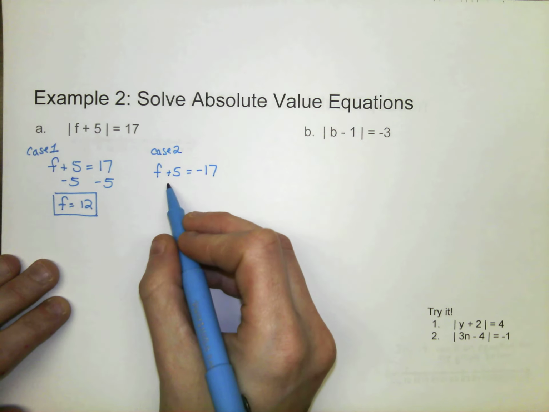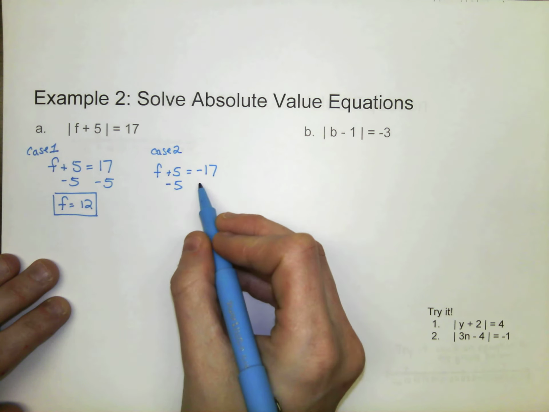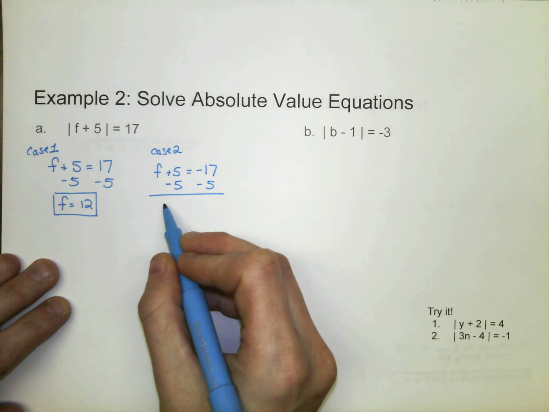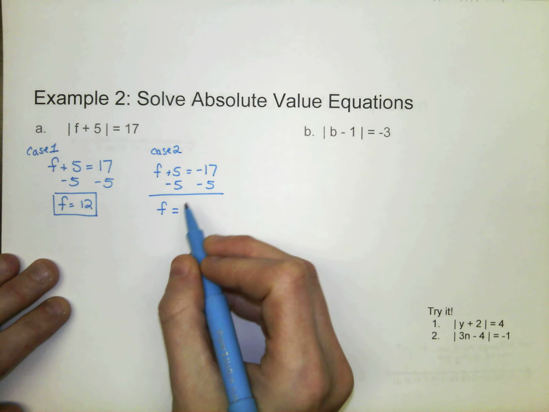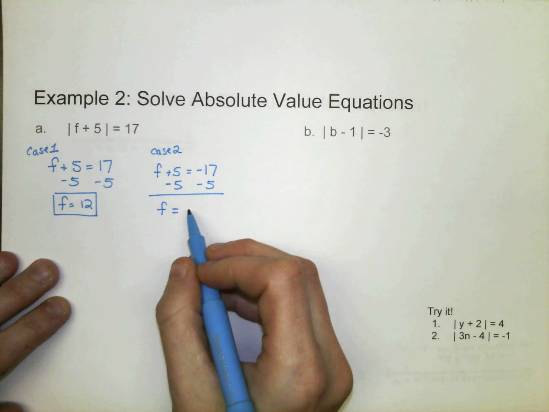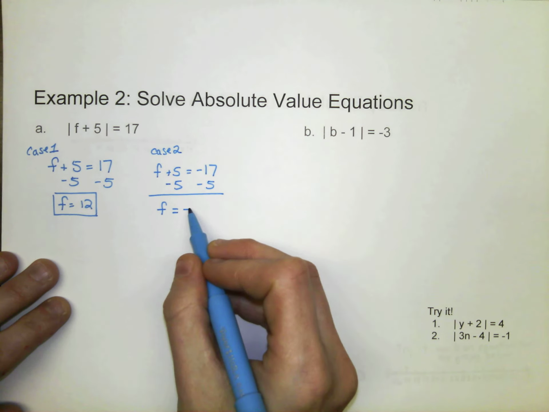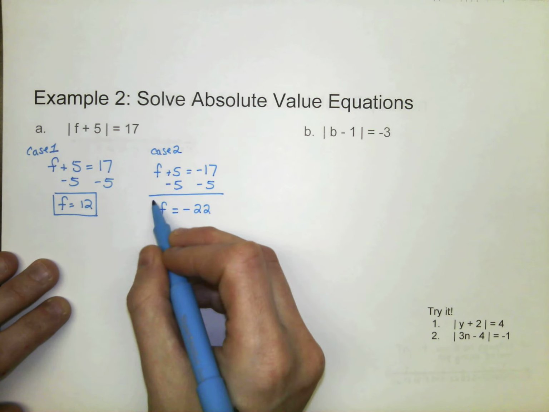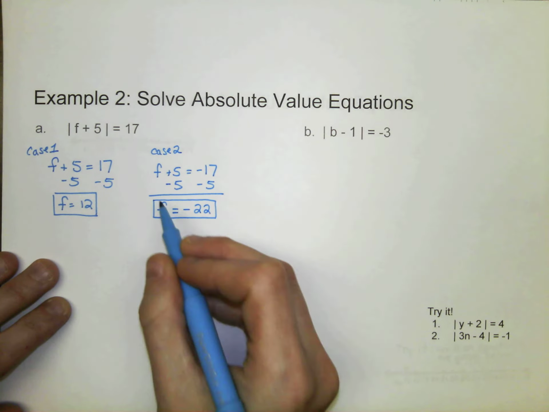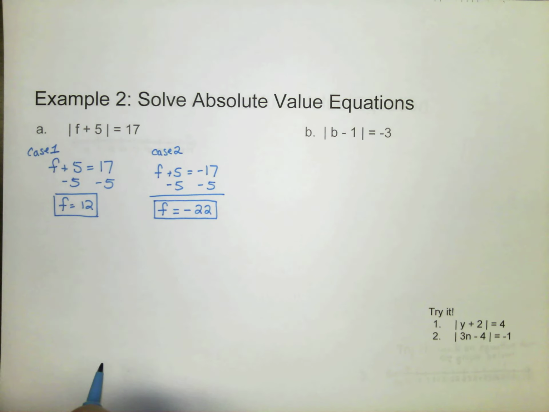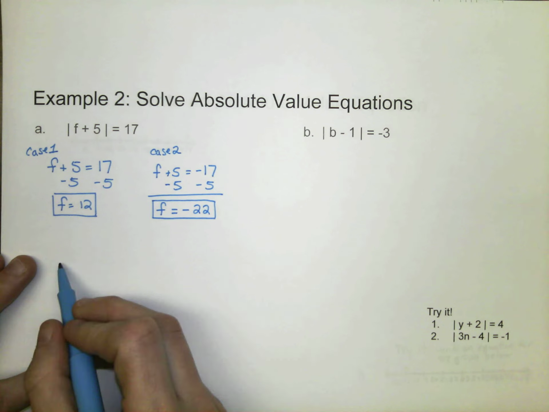So in this case now we subtract 5 from each side, which leaves us with f equals... it gets more negative, so negative 17 minus 5, negative 22. That's another possible solution. And if they were to ask you to put this on a number line, you could then have your number line.